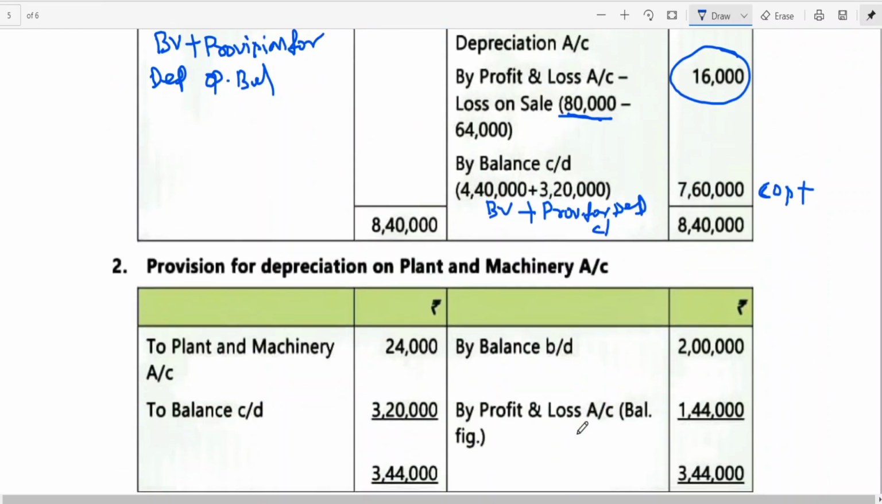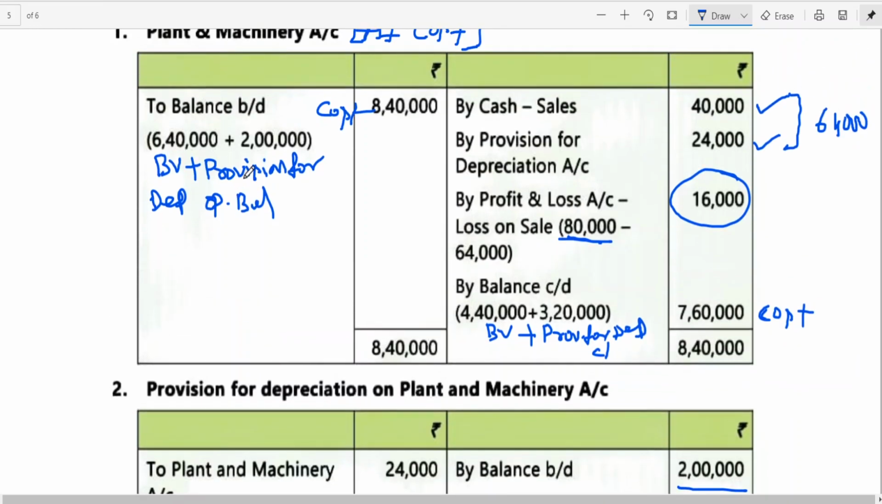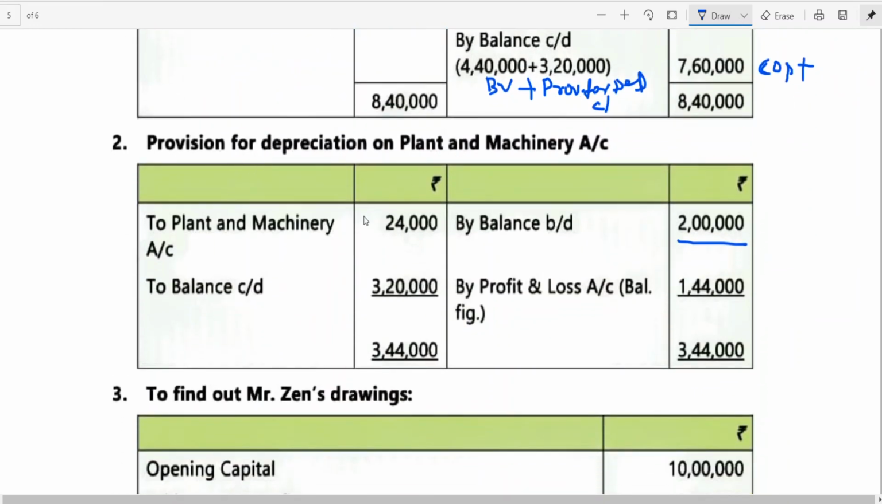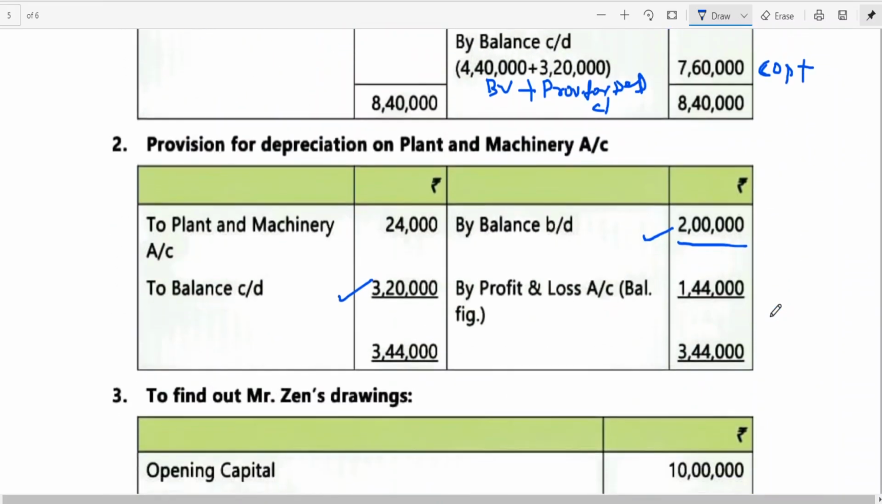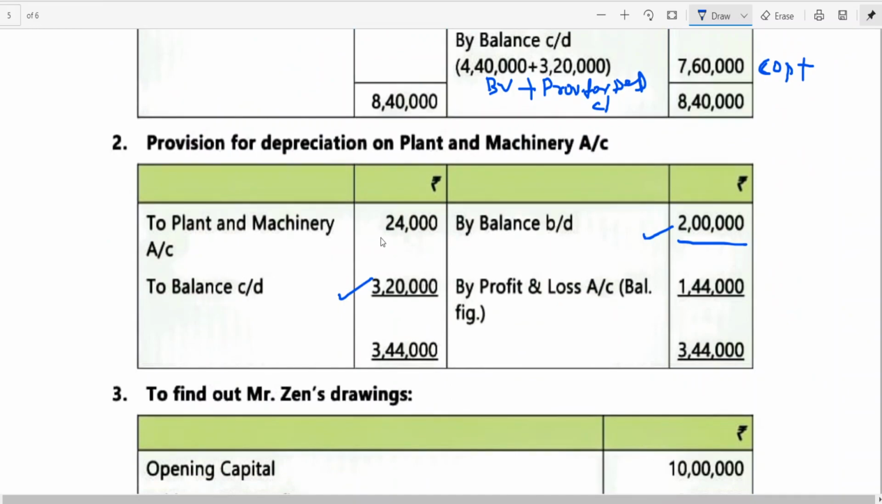Then this closing balance also I told you. Now, in provision for depreciation, opening balance 2 lakhs. This is what you got from here, 2 lakhs. And closing balance 3,20,000. I think you got the clarity. And we have given the entry here, provision for depreciation to plant and machinery, transfer on the date of sale. What is transfer on the date of sale? It is 24,000.